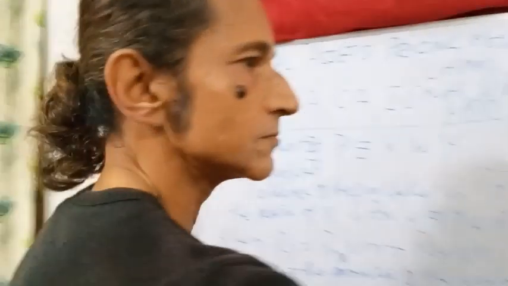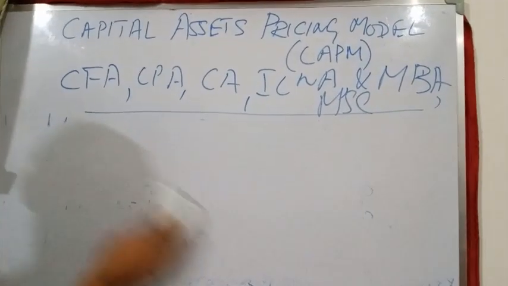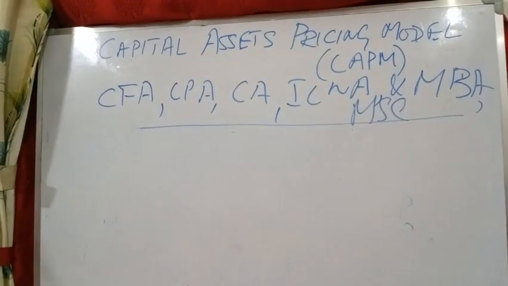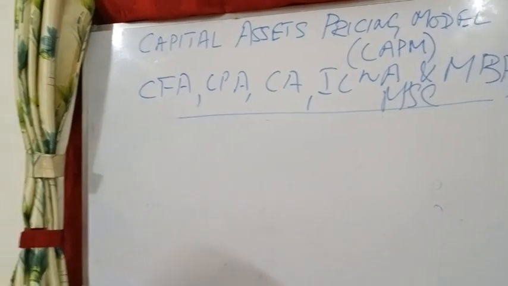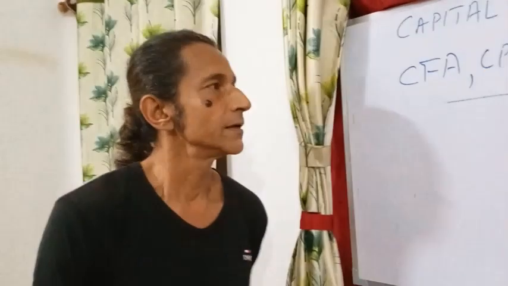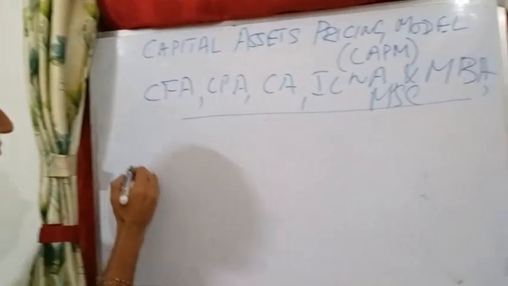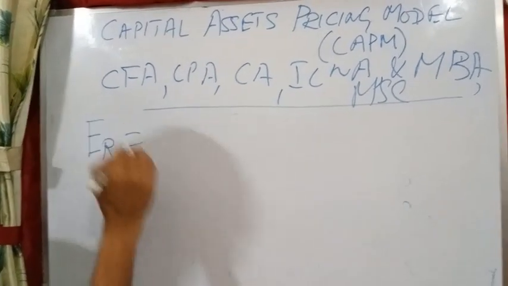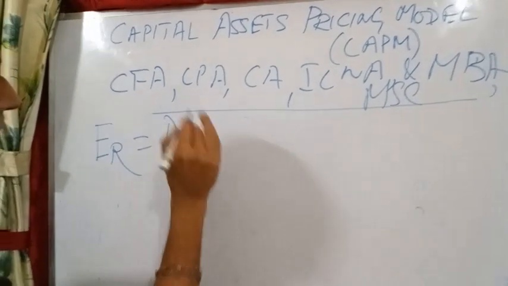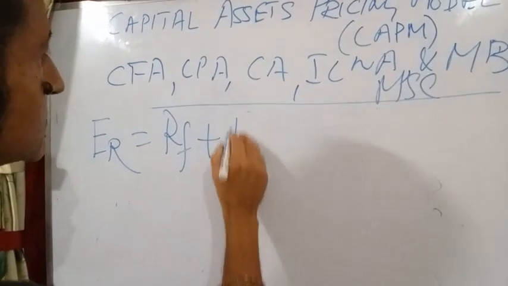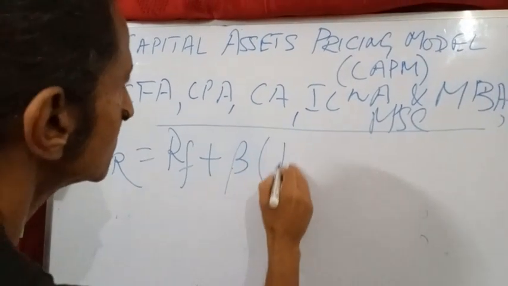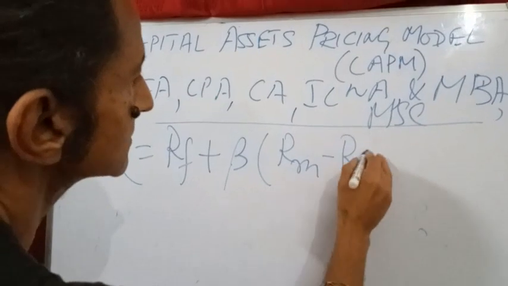Now I am going to CAPM. CAPM is a model to determine the value of a stock. The CAPM structure is made with the formula ER is equal to RF plus beta into (RM minus RF).